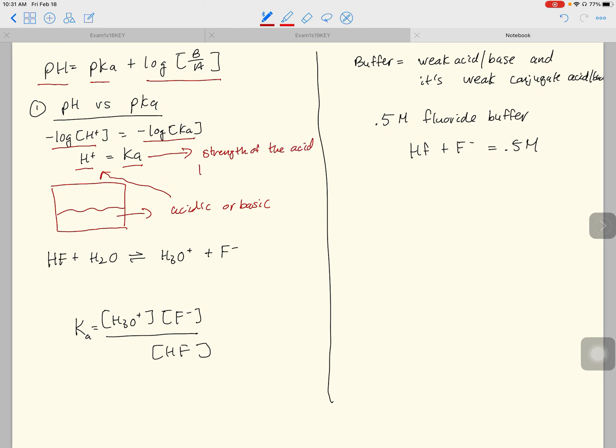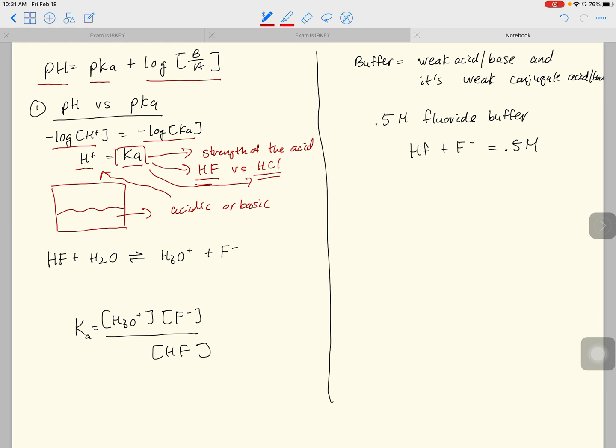So for example, when we have HF versus HCl, both of them are acidic. They're both acidic on the pH scale. But then the Ka is more specific and tells us that HF is a weaker acid and HCl is a stronger acid because it produces more product of hydronium.